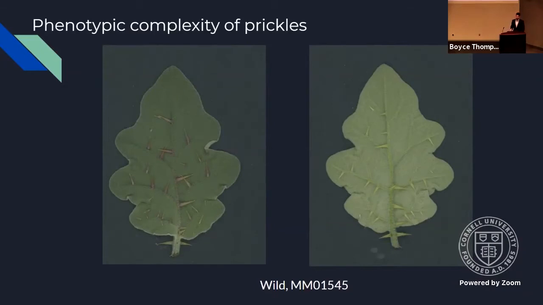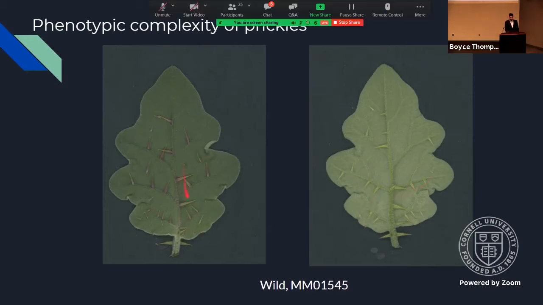Now, before we get into the project itself, I wanted to show you where I began. I began with understanding the complexity behind the phenotype of prickles. So here we have one of the more wild, one of my good friends, 1545. And as you can see, it's really gnarly looking, really mean, a bunch of prickles all along the midrib here, as well as veins and on the stem. And you just see it's a bunch of prickles and they're very large.